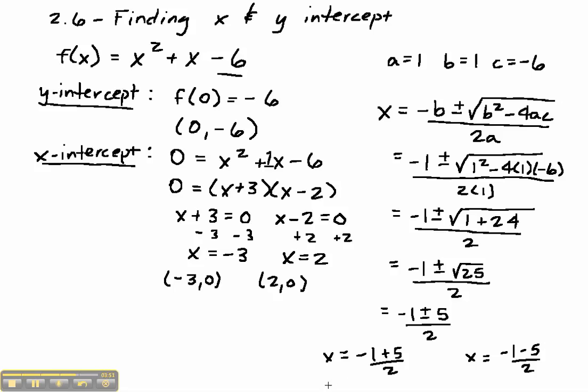And so just solving each one of that, negative 1 plus 5 is 4. 4 divided by 2 is 2. In the second equation, negative 1 minus 5 is negative 6. Negative 6 divided by 2 is negative 3. And notice that we have the same x values as we did when we solved by factoring.